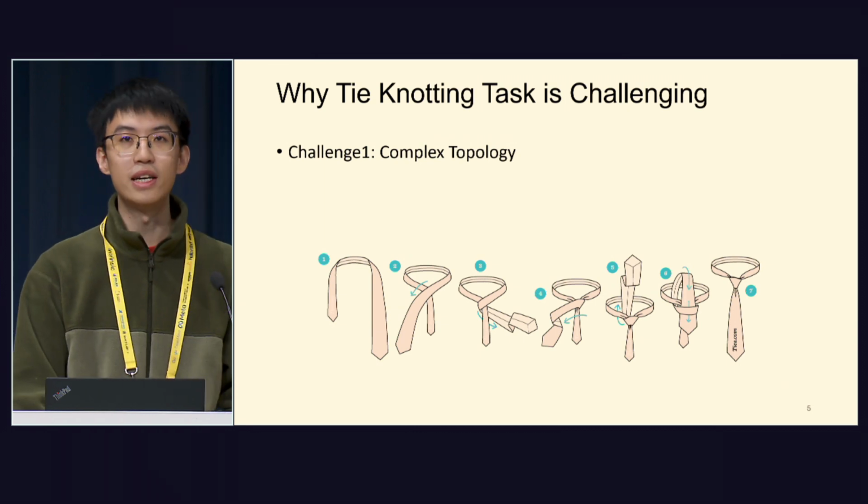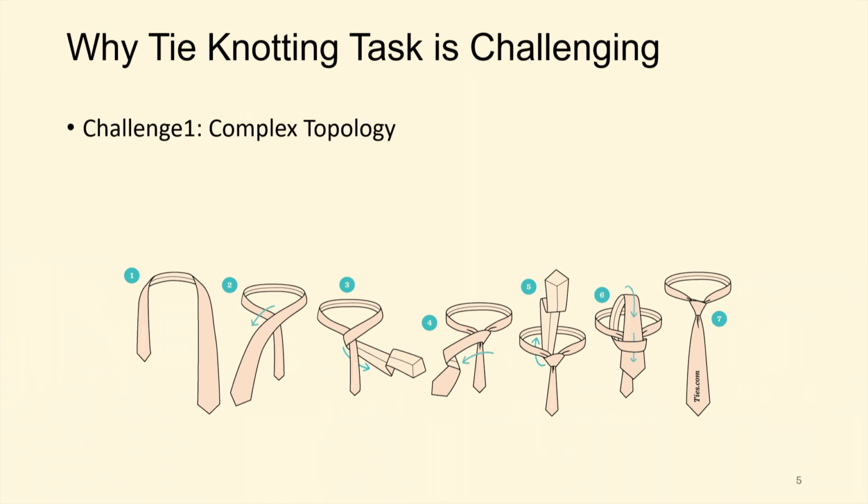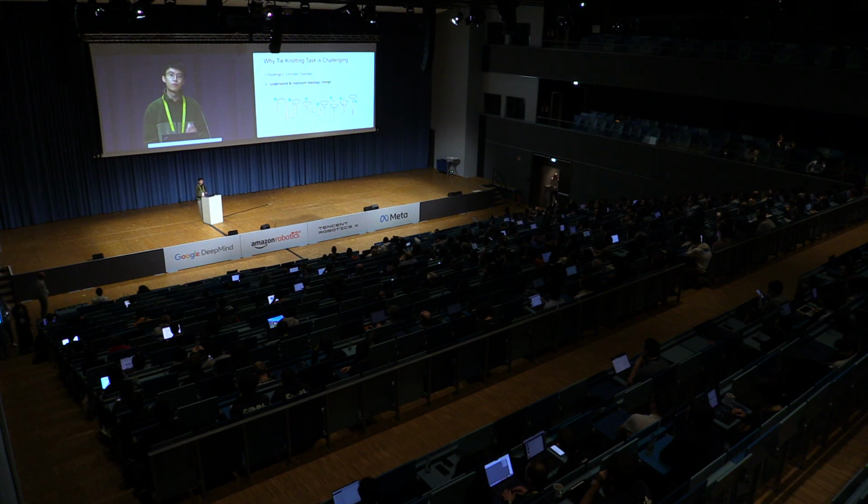The first challenge is its complex topology. Here I'm showing the simplest type of knot, and you can see even in this simplest scenario, the topology is already very complicated. So if we want to design a learning framework to learn such manipulation skills, the learning framework needs to understand and represent the topology change in this knotting process.